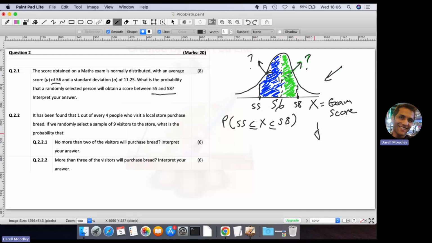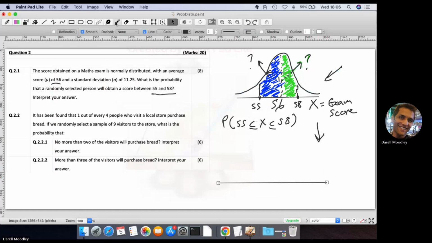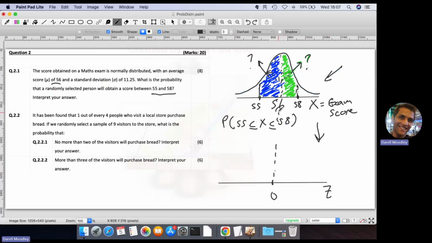So we are going to convert it to an equivalent z distribution. Now instead of x on the axis, we have z, and that is going to be centered at 0. So the equivalent of the 56 is going to be 0. It's the same shape as the distribution above, but you have to convert these values to the equivalent z value. What is the equivalent z value for 58? And what is the equivalent z value for 55? We've got to find that.